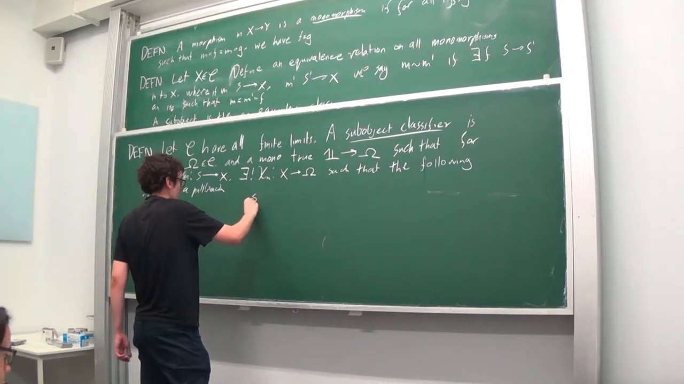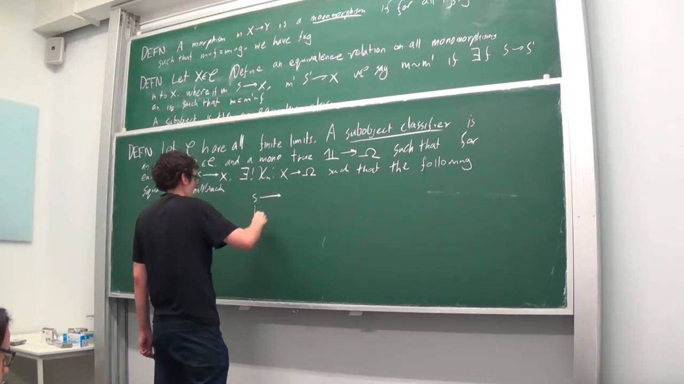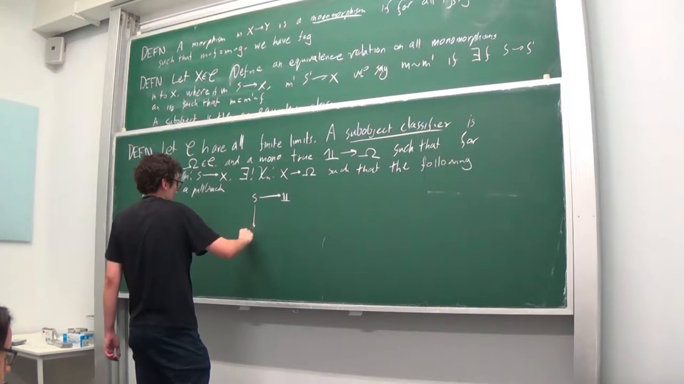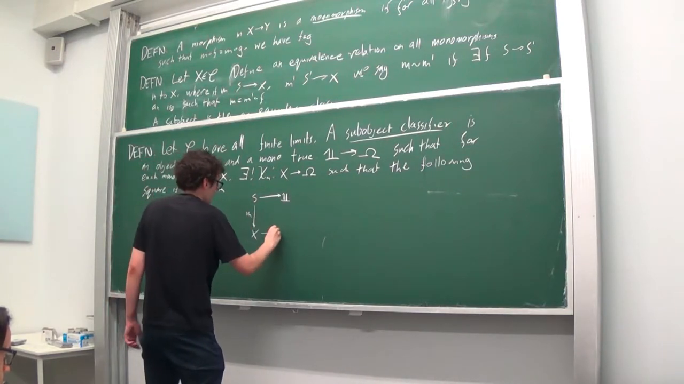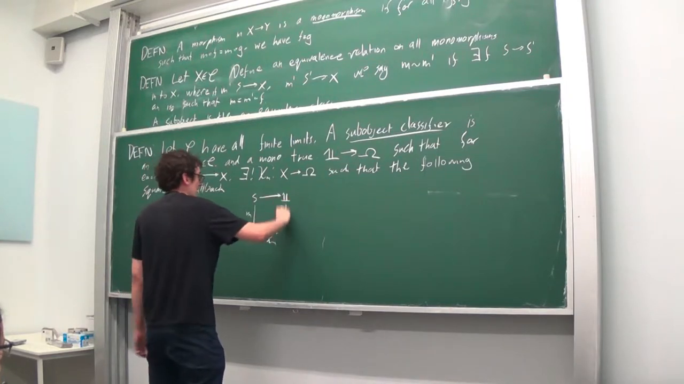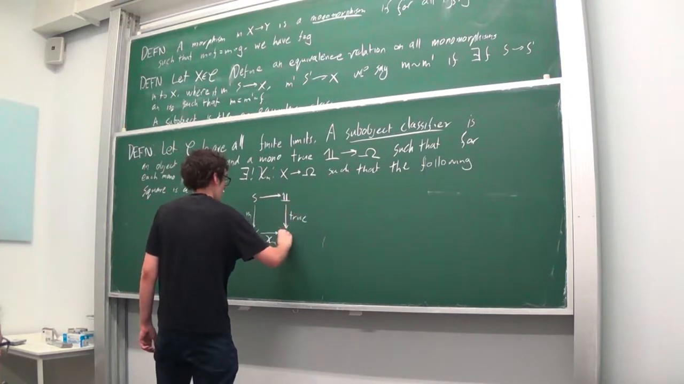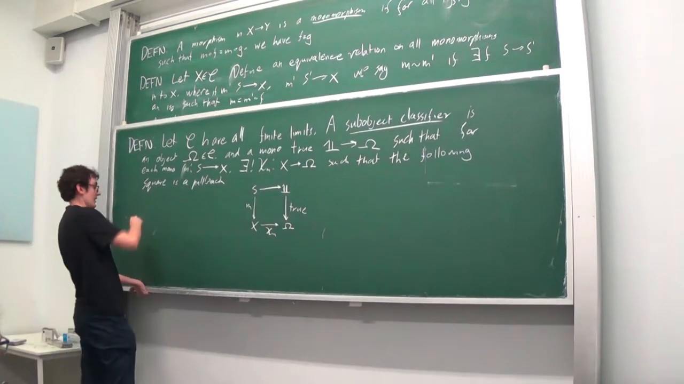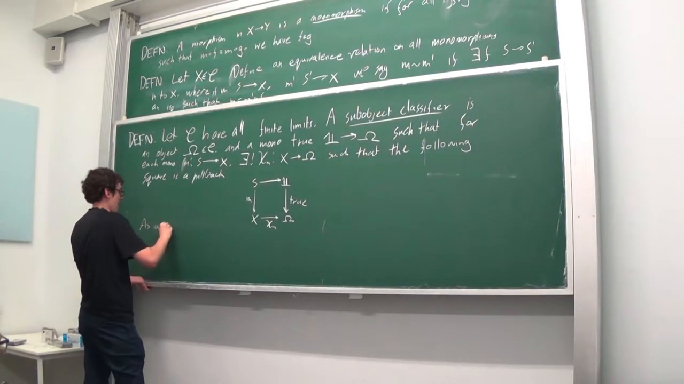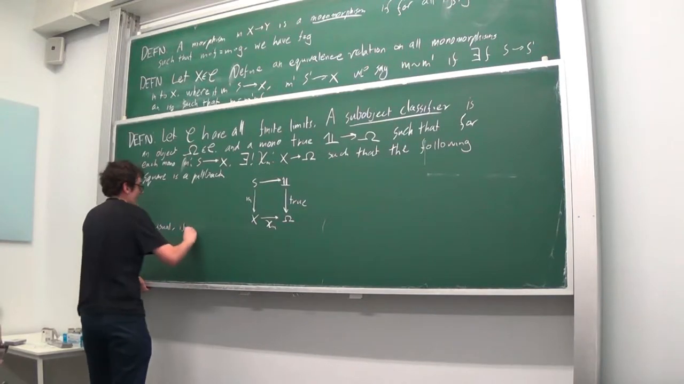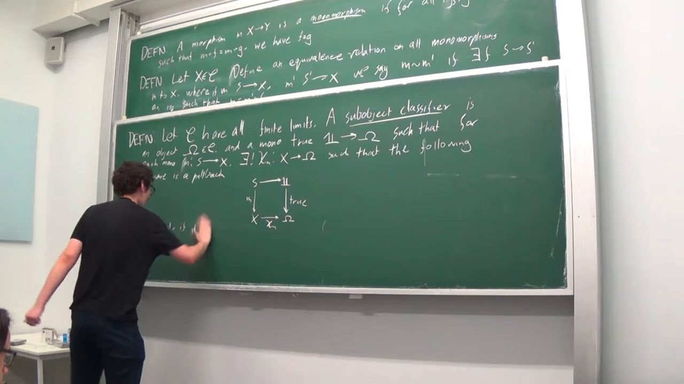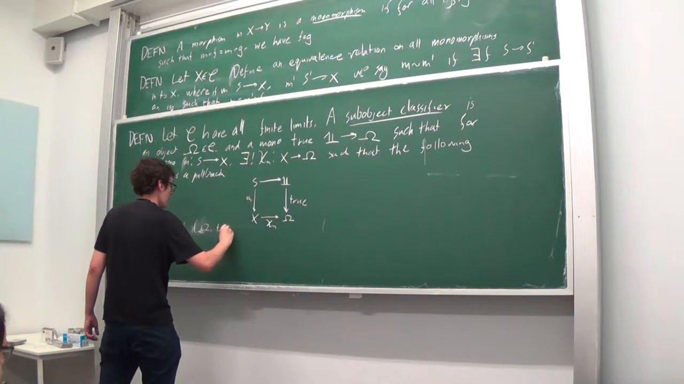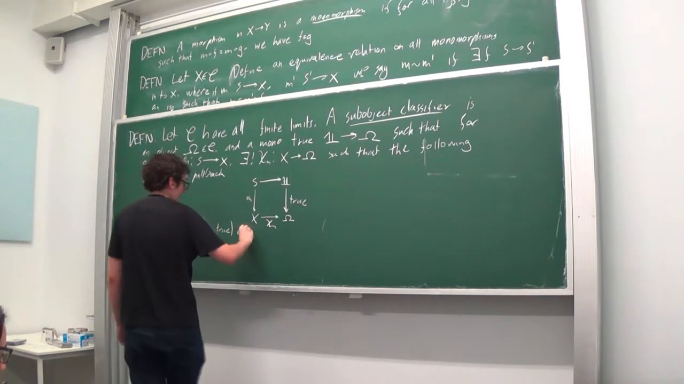S here. This is the unique map that goes from S into 1, which is guaranteed to exist by the definition of a terminal object. This is X, this map's M. This map here is chi of M. This map here is true. As usual, if it exists, or I should be more specific, if the subobject classifier exists, so if omega and true exist, it's unique up to unique isomorphism.